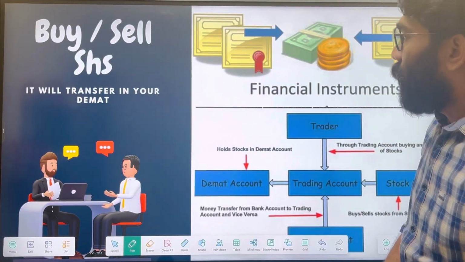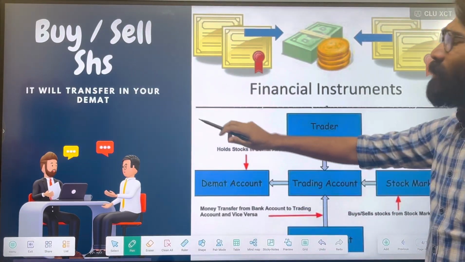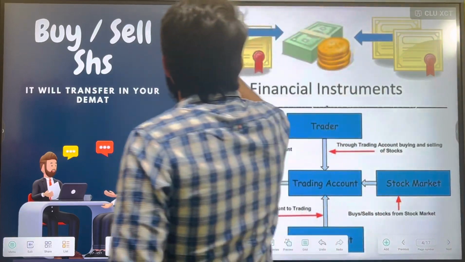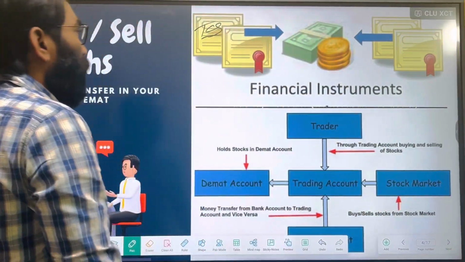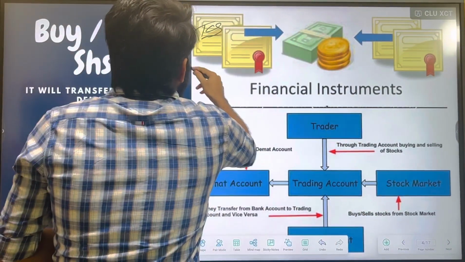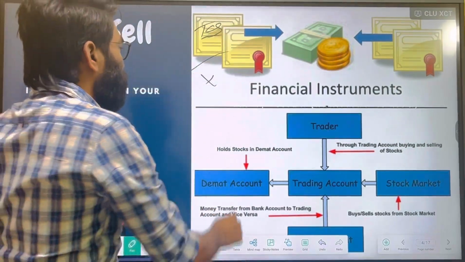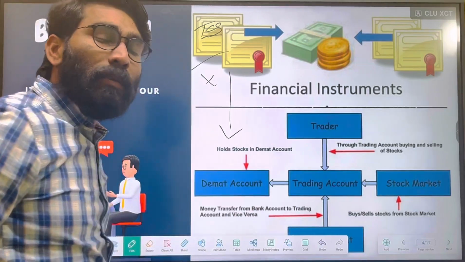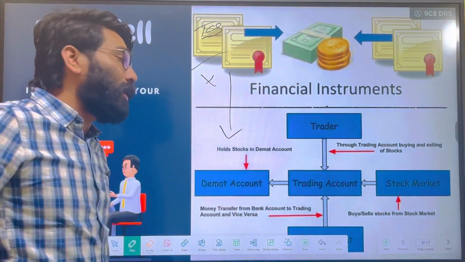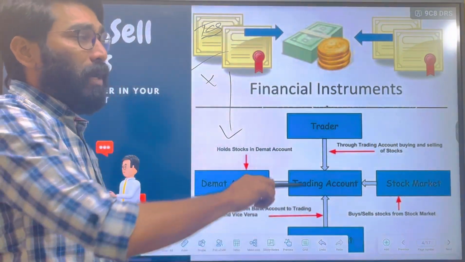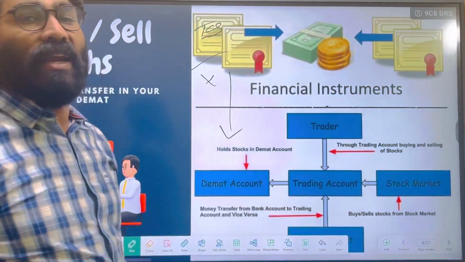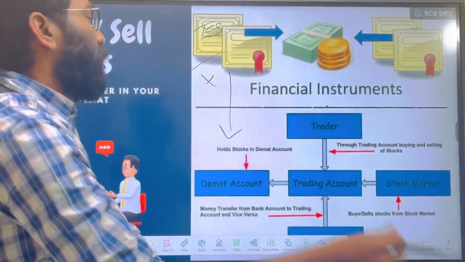So I hope now you got the idea about how the Demat account, trading account, and bank account work. Let's assume you want to buy TCS securities, and if you want physical certificates, that's fine. You don't require a Demat account. But if you want to convert physical certificates into digital, then you require a Demat account, and that process we call dematerialization, where physical certificates are converted into digital certificates.